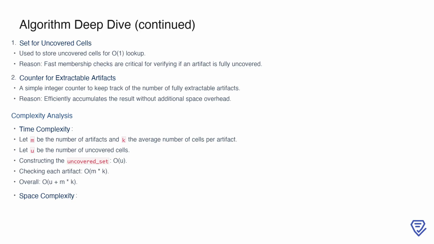This counter is updated only when an artifact is found to be fully extractable, making it lightweight in terms of memory usage. Moving on to the complexity analysis, the time complexity of the algorithm is determined by the number of artifacts and the average number of cells each artifact occupies. Constructing the uncovered set takes O(U), where U is the number of uncovered cells. Checking each artifact involves iterating over its cells, which takes O(M*K), where M is the number of artifacts and K is the average number of cells per artifact. Combining these, the overall time complexity is O(U + M*K).